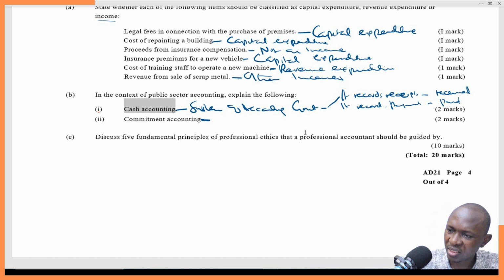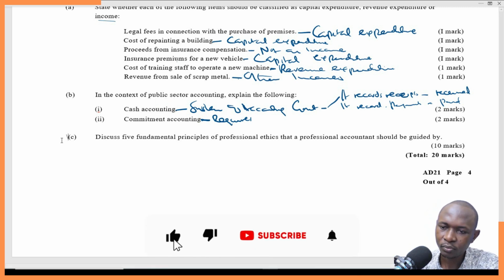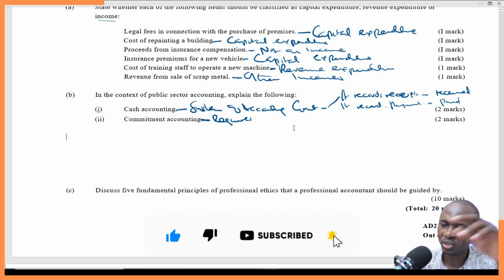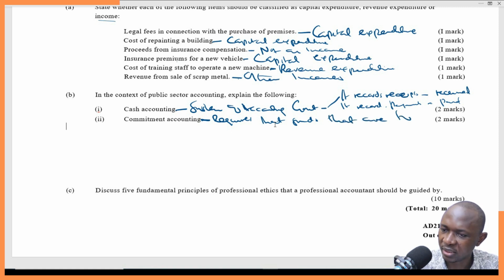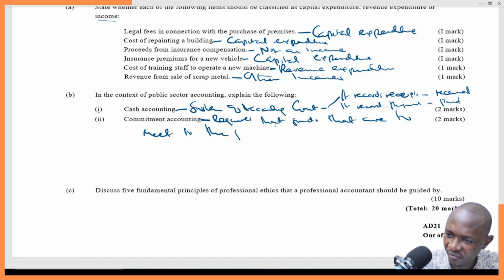So, commitment accounting is a system of accounting that requires that all funds that are to meet the future obligations are recorded immediately.